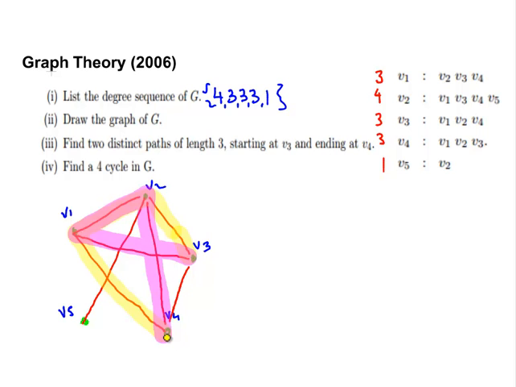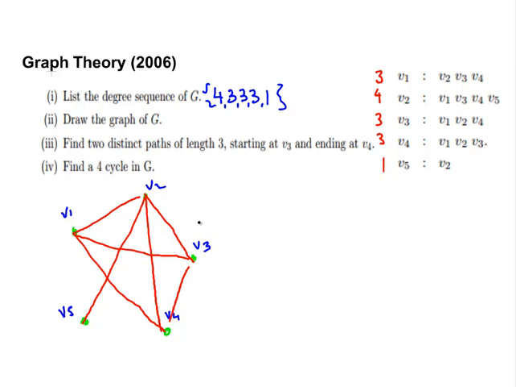Okay, so the next part is find a 4-cycle in G. Yeah, I just took out a big chunk of the drawing. So it gets connected back there, and that gets connected down there. So just put it back as it was.